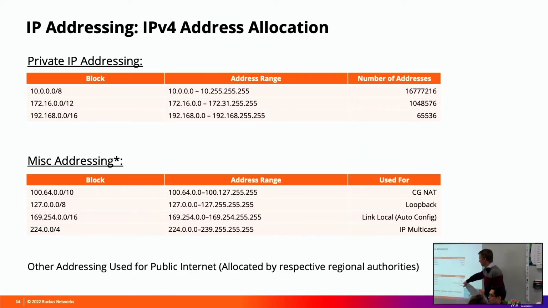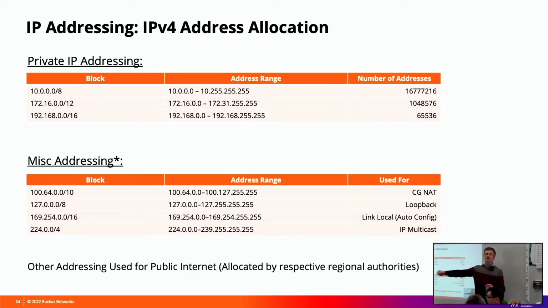The other range is 127.0.0.1. I used to have a t-shirt that said there's no place like 127.0.0.1. It's a loopback address, right? It's like there's no place like home. It goes back to yourself. It's used for testing. There's the 169.254.